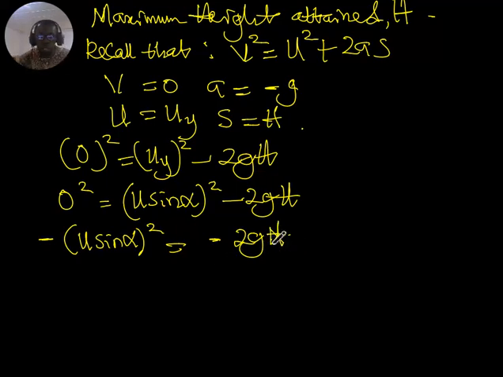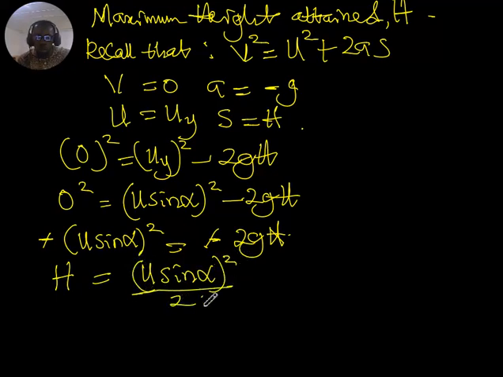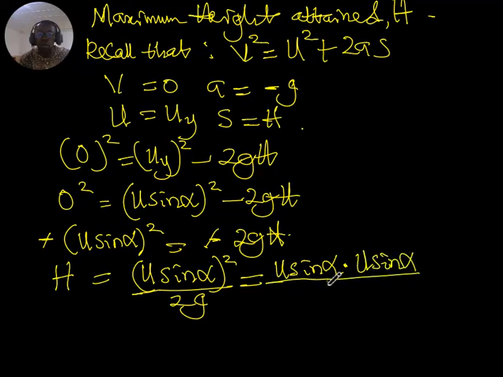So from here now, make h negative, cancel negative, make h the subject of formula. h becomes (u sine alpha) squared over 2g. Now we can open this bracket. This is still the same thing as u sine alpha multiplied by another u sine alpha, all divided by 2g. So that shows that h equals, here you have u times u, which is u squared.